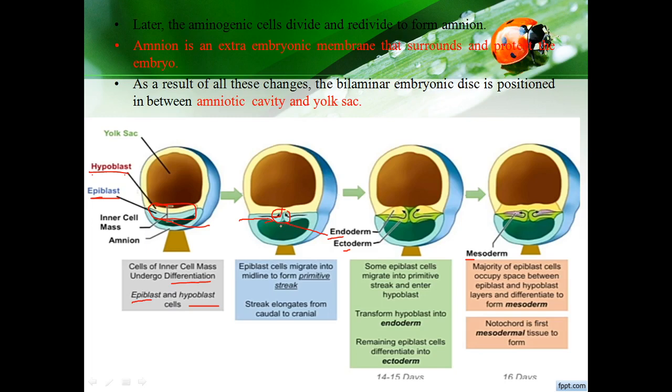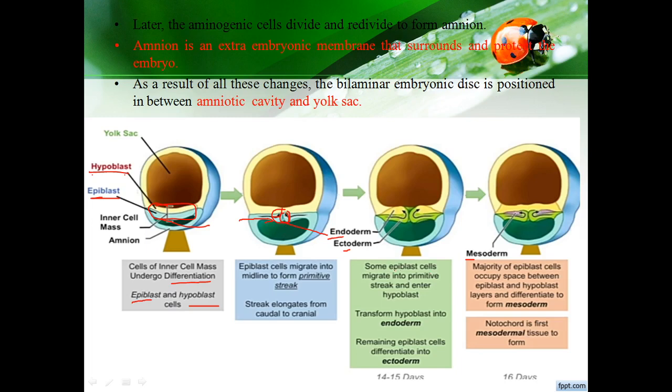The streak progresses from the posterior to the anterior end of the embryo. As this epiblast cell migrates into the midline, there is a formation of this region, which is called the primitive streak. The primitive streak elongates from caudal to cranial.